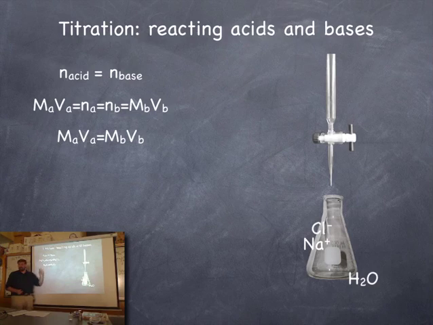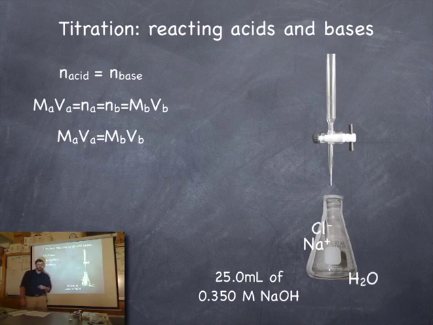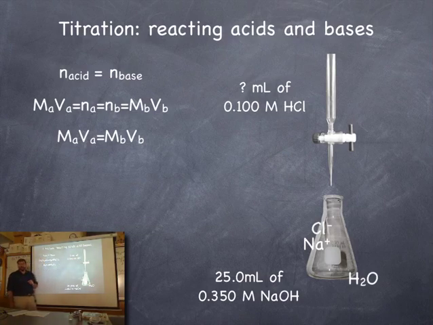Okay? This equation is on the useful equation sheet. So, let's say that I had 25 milliliters of 0.350 molar sodium hydroxide. In this case, I know what the sodium hydroxide is. I know its constant volume and concentration. And let's say I have 0.1 molar hydrochloric acid. What volume of acid would I need to reach that equivalence point, to reach the point where the acid and the base have just reacted together?